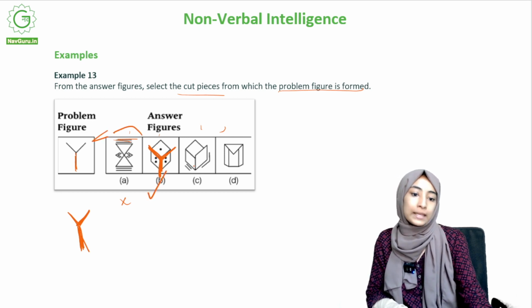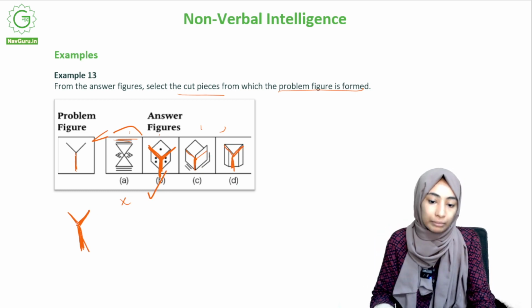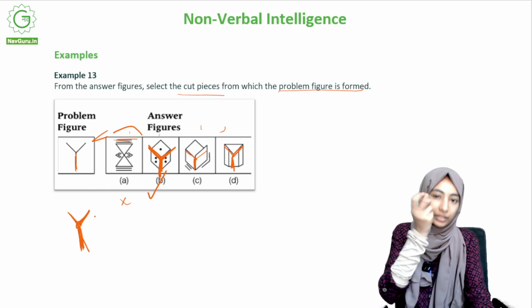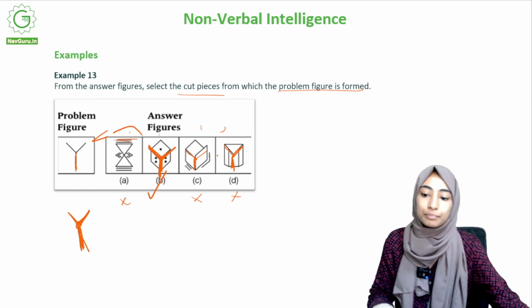So it's B. C, again, it's not a proper Y. There's something like this, but not a proper Y. In D, you have the beginning of the Y, but you do not have the straight line from the pointer, the vertex of the Y, right? So not this either. So your answer is B. Okay, as simple as that.